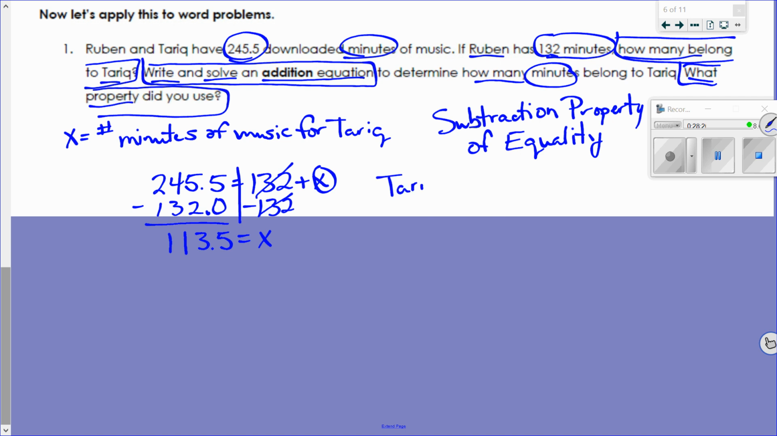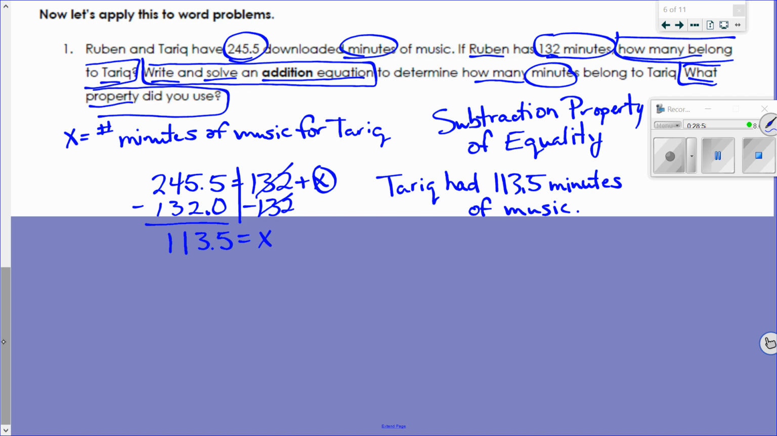So Tariq had 113 and 5/10 minutes. Again, using your labels is essential. Now are we done? Yeah. No? Why not, David? You're done. Clear. Now, if you wanted to be 100% positive, you can check, substitute your values.